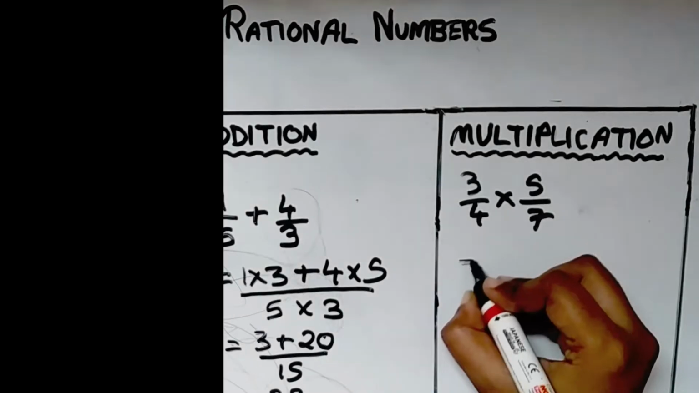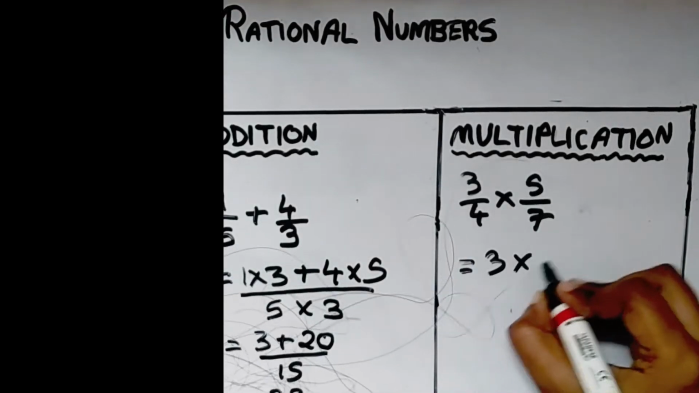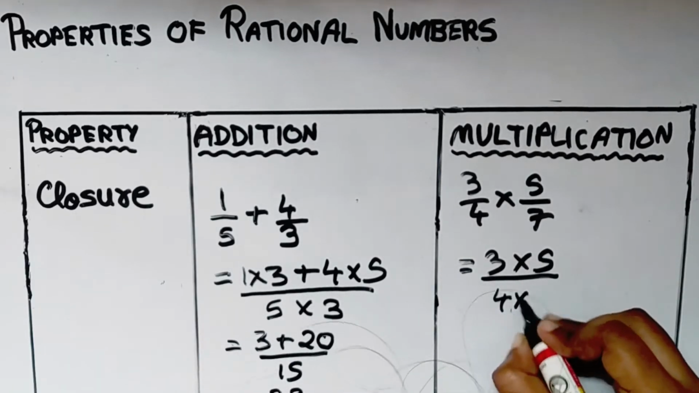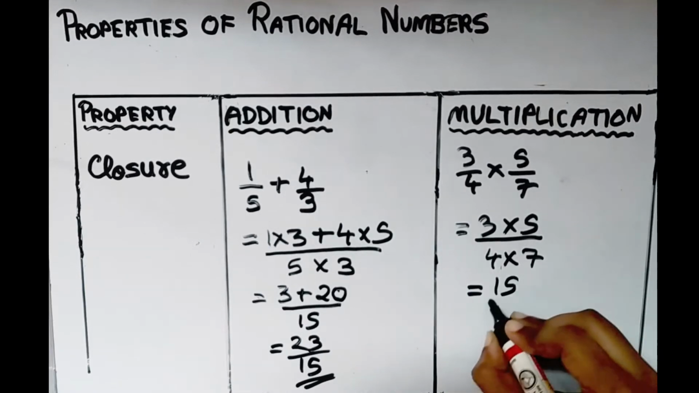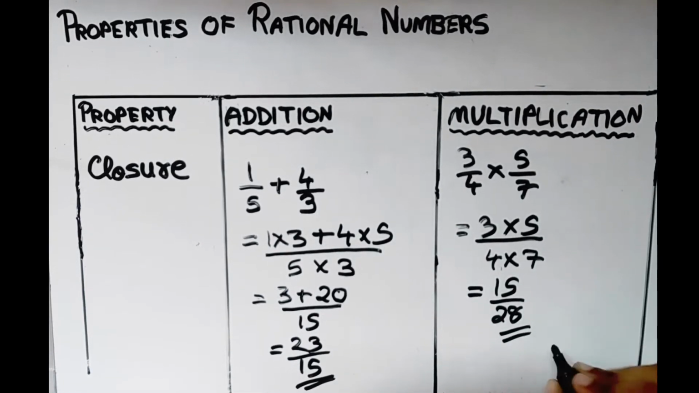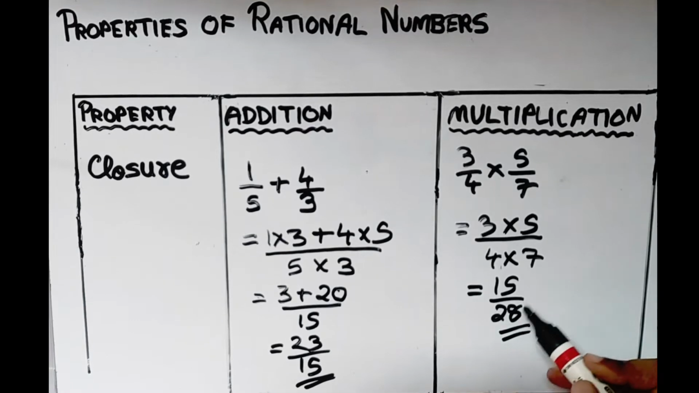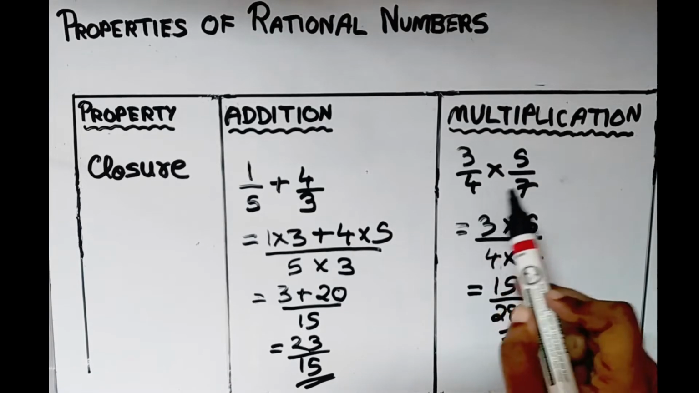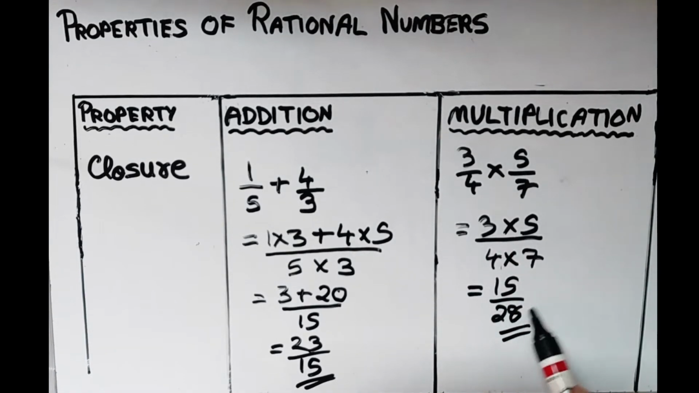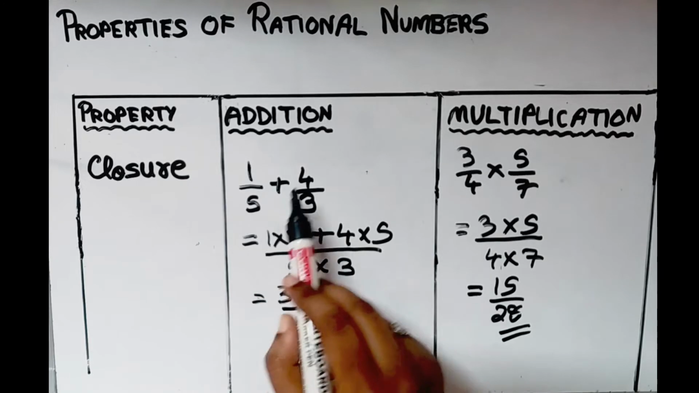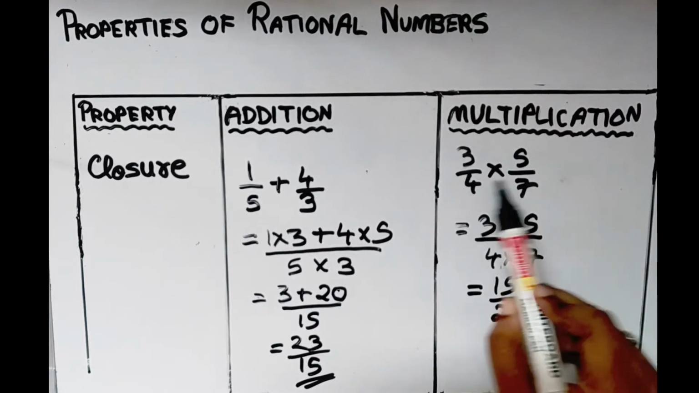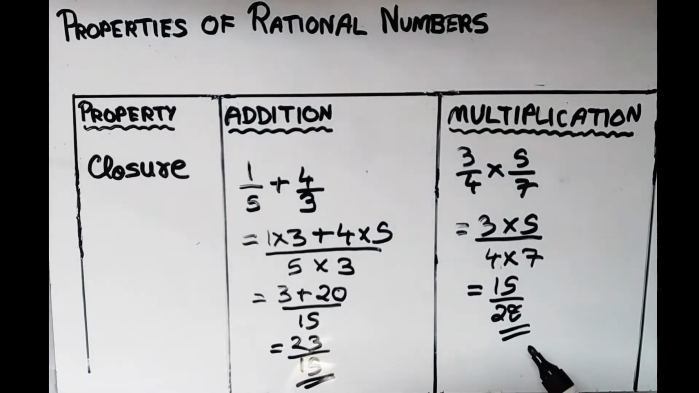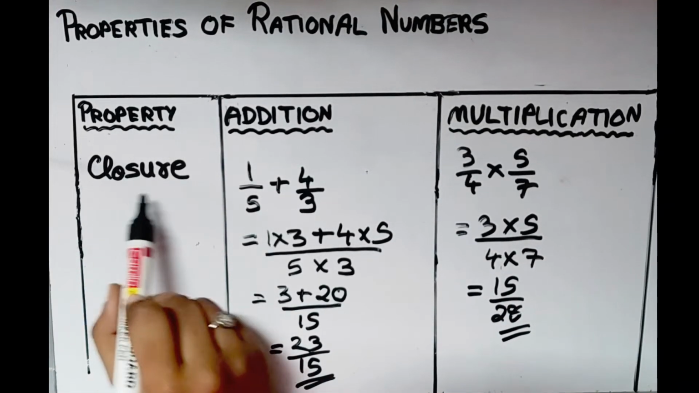Which is equal to 3 into 5 upon 4 into 7, which is equal to 3 fives are 15 upon 28. Here we got 15 upon 28, which is a rational number. It is written in the p by q form. So when we multiply two rational numbers, the answer will be a rational number. The sum of two rational numbers will be a rational number, and the product of two rational numbers will also be a rational number. This property is called closure property.